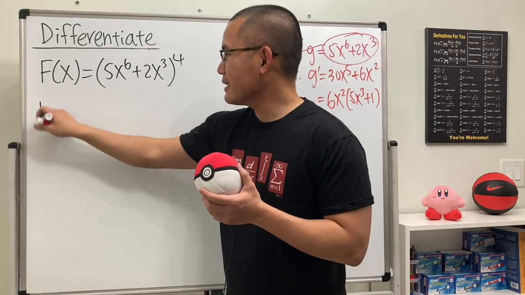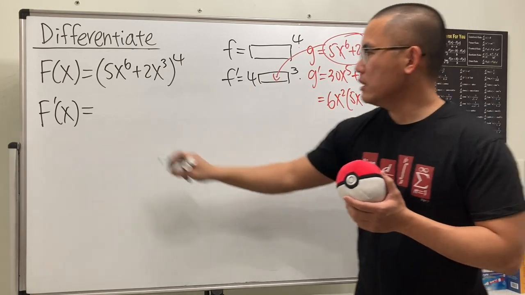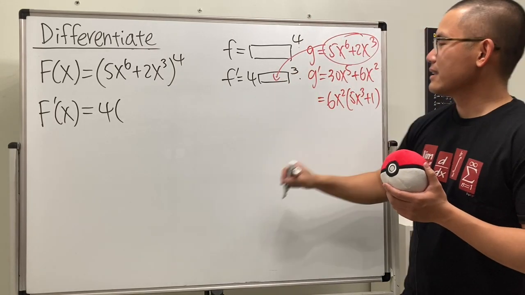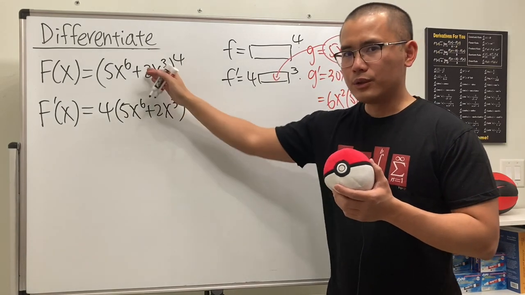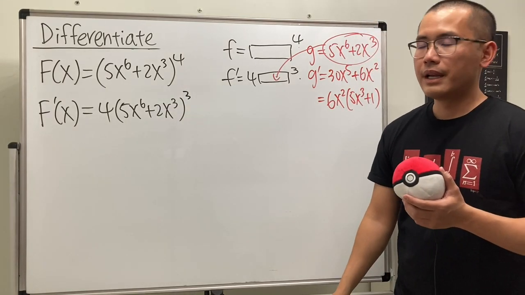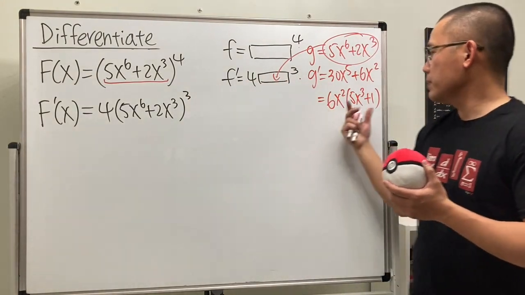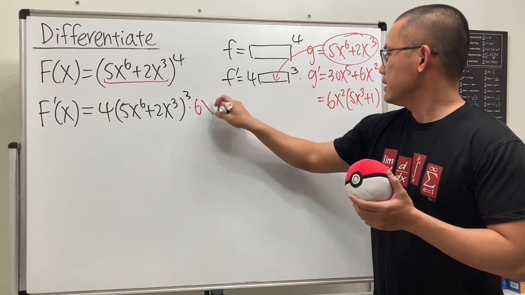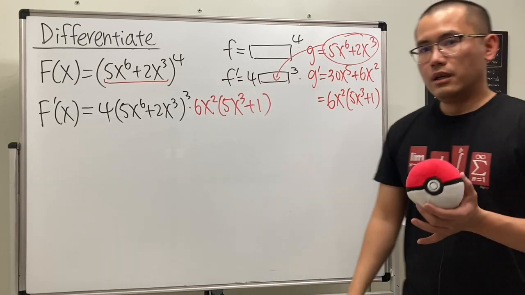So let's come back and write down capital F prime of x. Firstly, we have 4, and don't write down box, put down parentheses instead, right? And then the inside is that, so we will have the 5x to the 6th power plus 2x to the 3rd power. Notice the inside stays the same, right? And then to the 3rd power. So far, so good. And then we differentiate the inside, which we did right here already, and that's what we have to multiply, and that's the part for the chain rule. So we will multiply by this, which is 6x squared times (5x to the 3rd power plus 1). Okay, that's pretty much it.